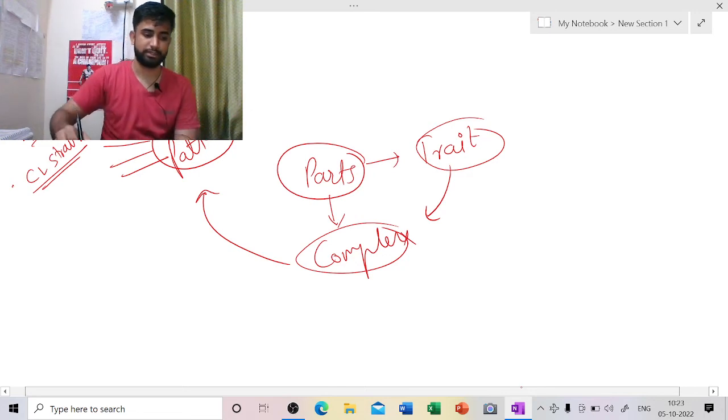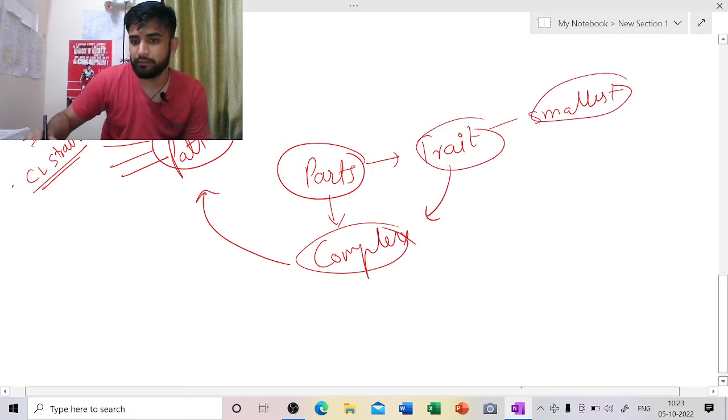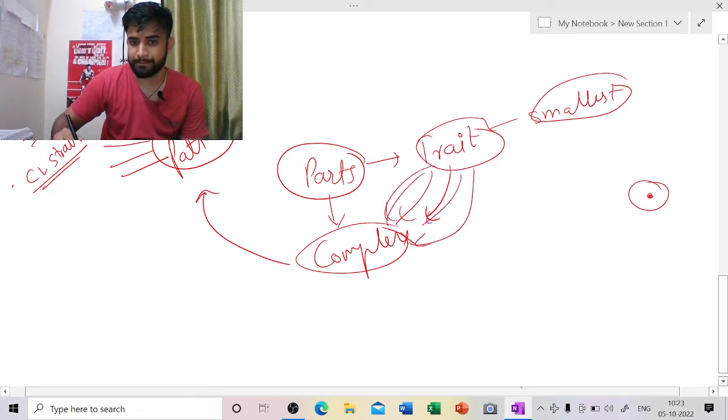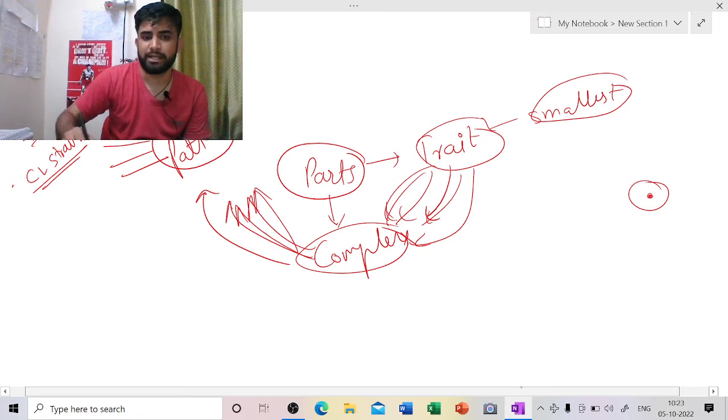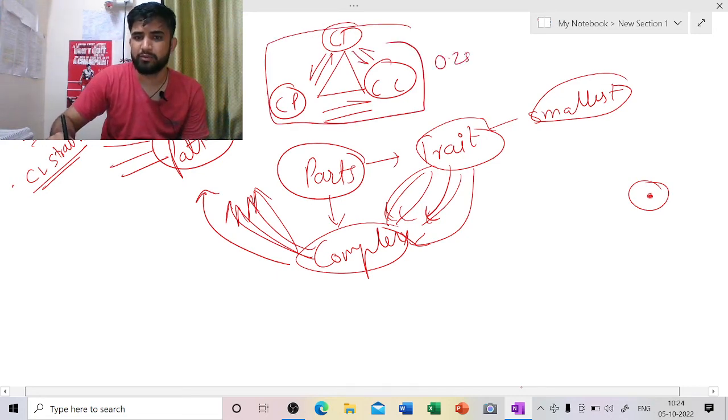Now, what is each individually? Cultural trait is basically the smallest unit particle. The way we have the atom as the smallest unit particle of everything, the trait is that for culture. Many traits combine to become a cultural complex, and many complexes lead to a cultural pattern. You should make a diagram, a triangle: cultural trait, cultural complex, and cultural pattern, showing the interaction between them, and you will fetch some 0.5 or 0.25 marks extra.